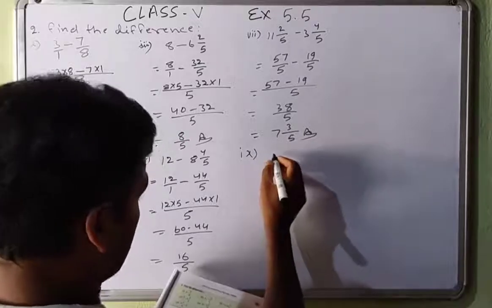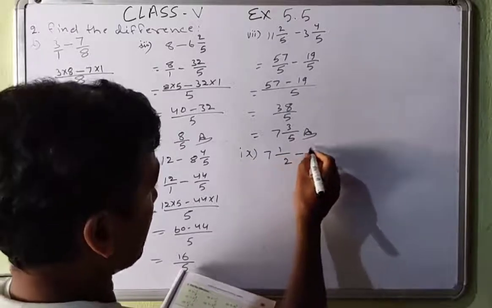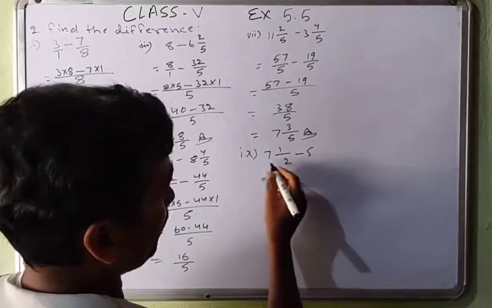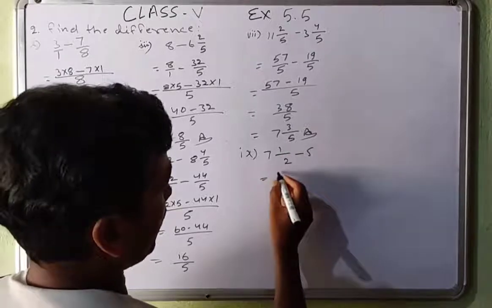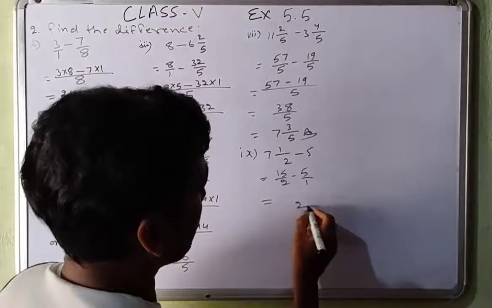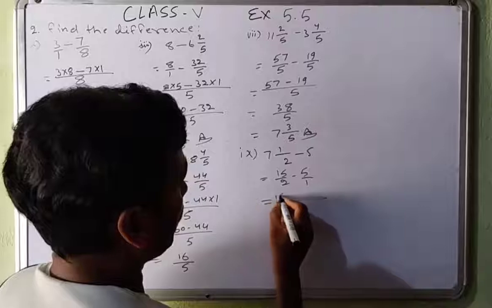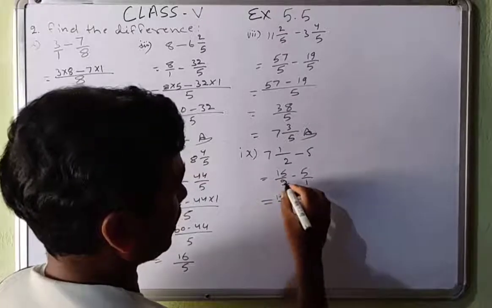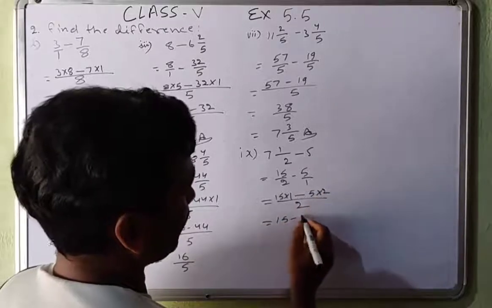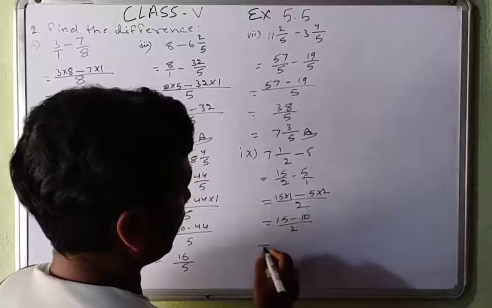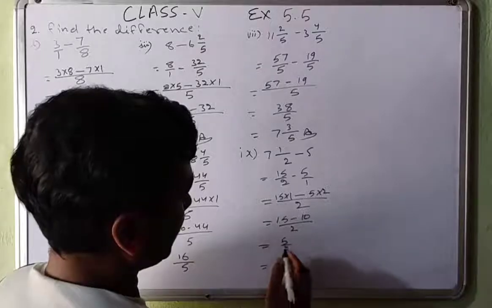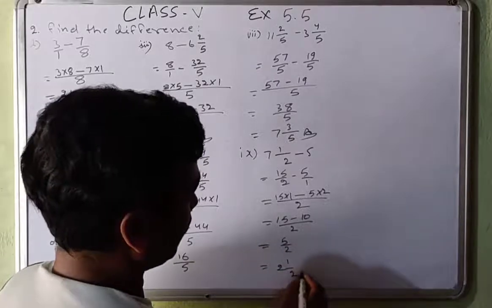Ninth part, that is 7 whole 1 upon 2 minus 5. So first of all we will convert into an improper fraction. 2 sevens are 14 plus 1, 15 upon 2 minus 5 upon 1. So 2 is the LCM. So 15 multiply 1 like this minus 5 multiply 2. 15 ones are 15 minus 5 twos are 10 upon 2, that subtraction is 5 upon 2, and in mixed fraction, 2 twos are 4 and 1 upon 2.